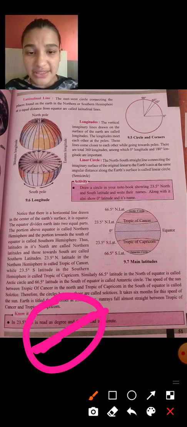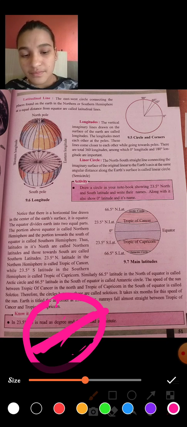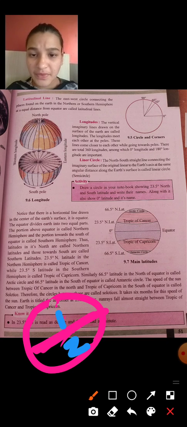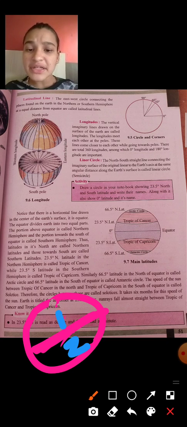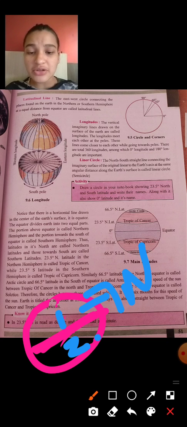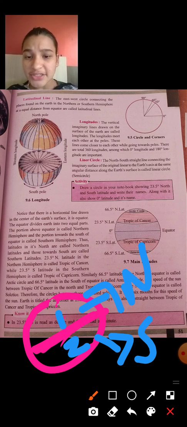So suppose we are at the equator, it will divide the earth into two parts, first part and second part. The portion above the equator is called the northern hemisphere, and the portion towards the south is called the southern hemisphere. Okay, so this we have seen. Thus latitudes in the north are called northern latitudes, and those towards the south are called southern latitudes.